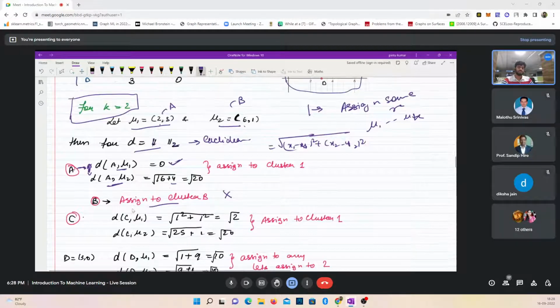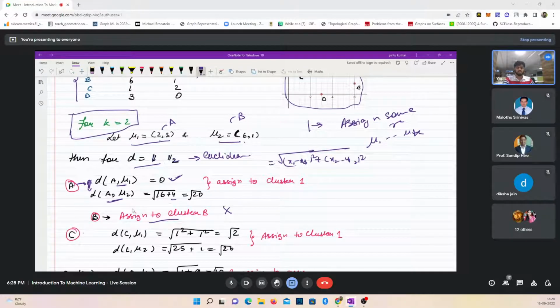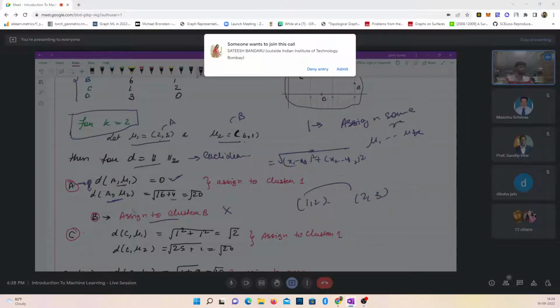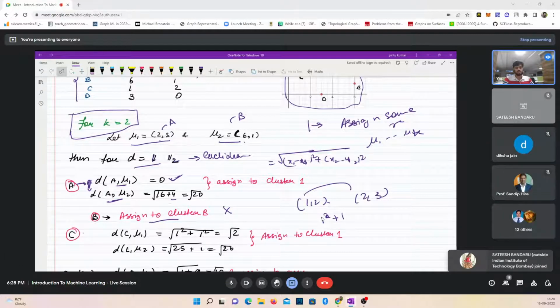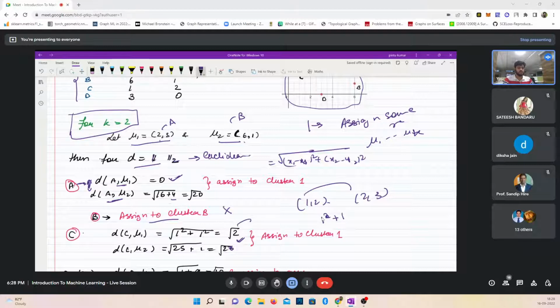Now let's look at C. For C, C is 1 comma 2. We take its distance with 2 comma 3. So it is 1 minus 2 square, which is 1. And then you sum it up with 2 minus 1, this is also 1. So you get root 2. And with mu2 again, you get something like root 20. Okay. So which one is lesser? Obviously root 2 is lesser. So we assign C to cluster 1.